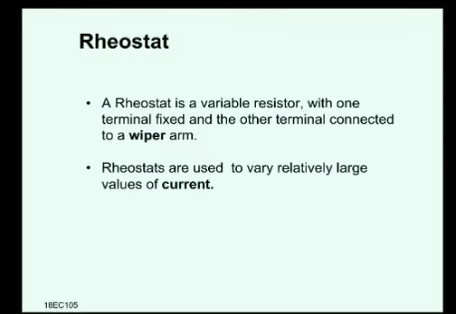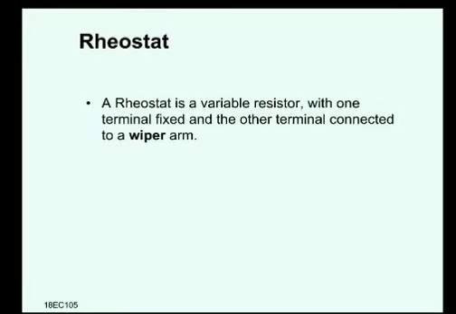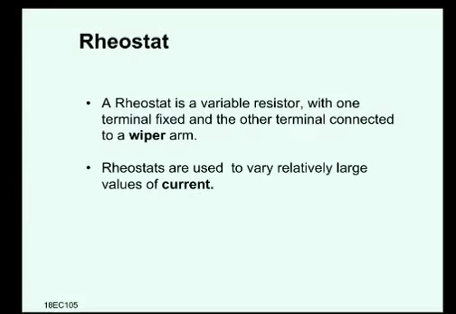Next, the rheostats are used to vary relatively large values of current. So the basic difference here is that it will be used to vary the resistance, and you will be having three terminals here. Here we will be seeing only the two terminals. So rheostats are used to vary relatively large values of currents. Now we'll see the construction of the rheostat.